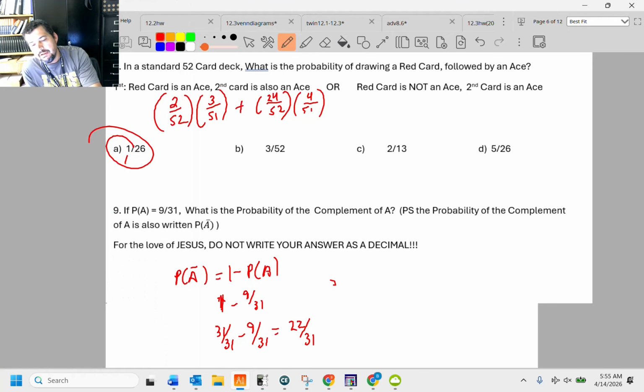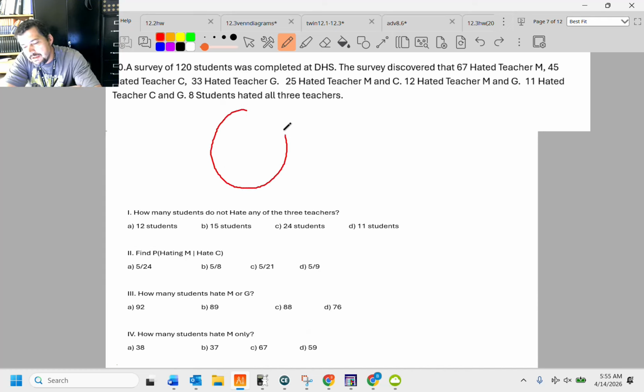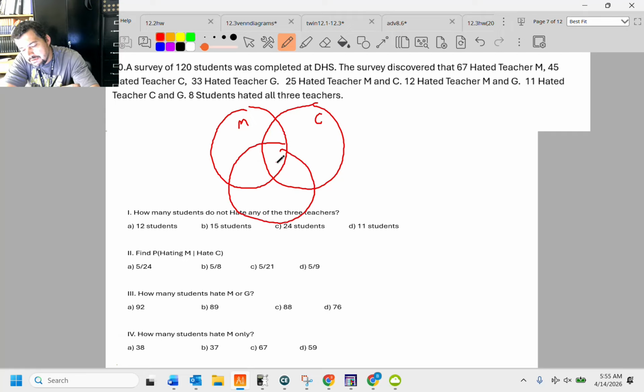22/31. All right, number 10: a survey of 120 students was completed at DHS, that's Dresden High School, for you who don't know that. They say we need 3 circles here. The survey discovered that 67 hated teacher M, so there's a circle for teacher M. 45 hated teacher C, and then 33 didn't really like teacher G. Let's start here. 8 students hated all 3 teachers. Remember, there's 120 kids out here too, by the way.